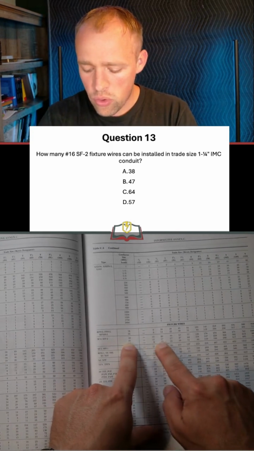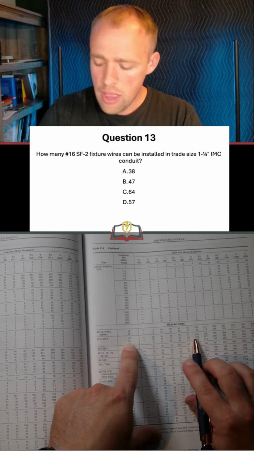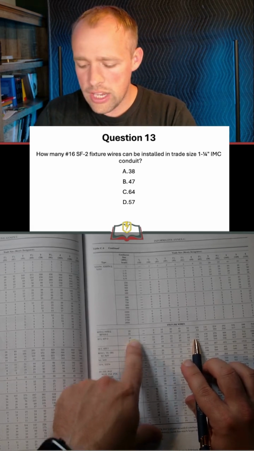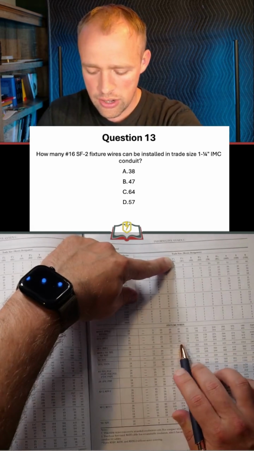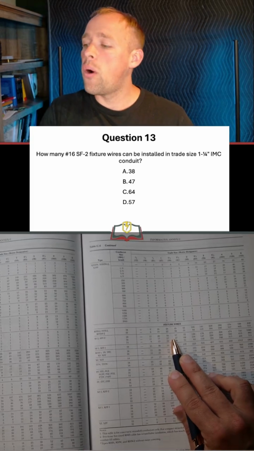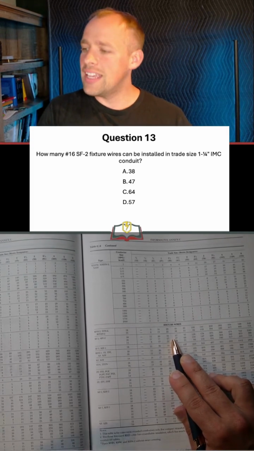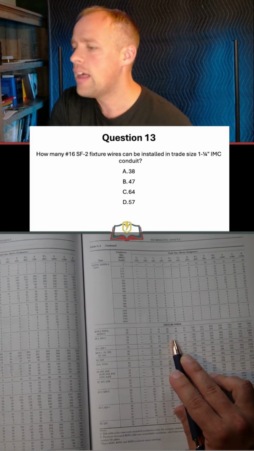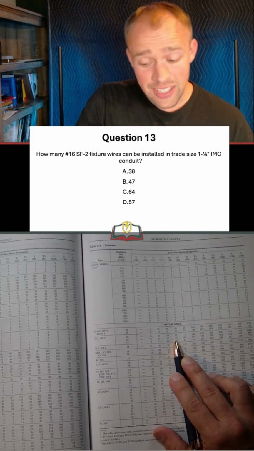So we have our row, which is this middle row here, but now we need to go to 1¼ IMC, which is here. So we line up our column and our row, and it says 47. So therefore, B, 47 is my final answer. I see a couple of people saying B. I see some people saying D.